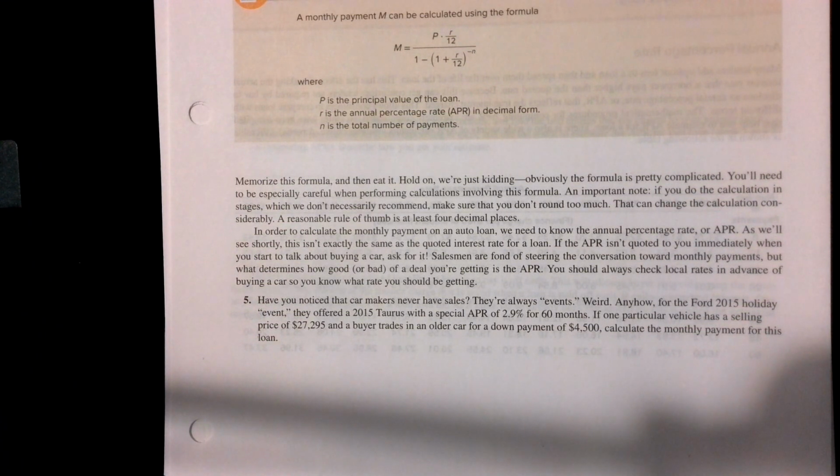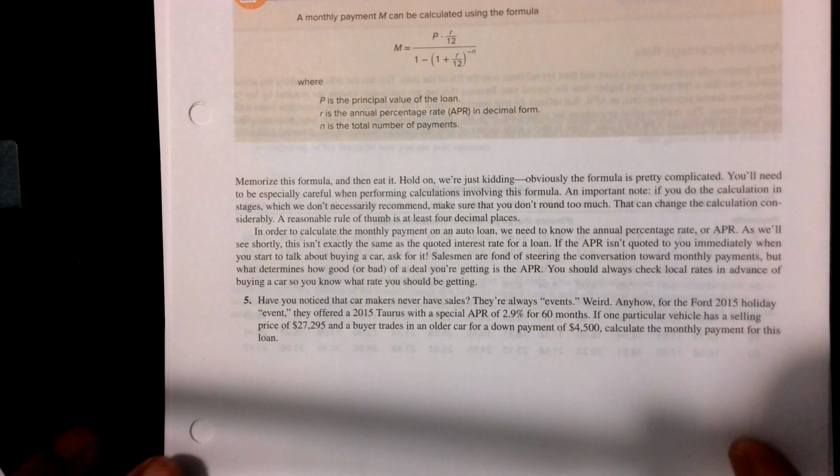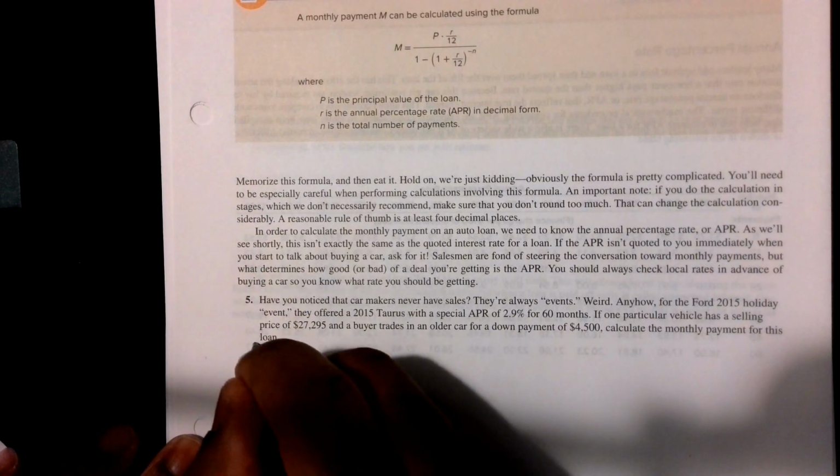For the Ford 2015 holiday event, they offered a 2015 Taurus with a special APR of 2.9% for 60 months. If one particular vehicle has a selling price of $27,295 and a buyer trades in an older car for a down payment of $4,500, calculate the monthly payments for this loan.